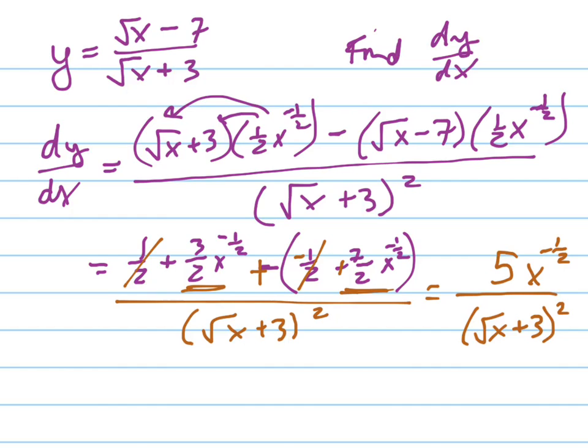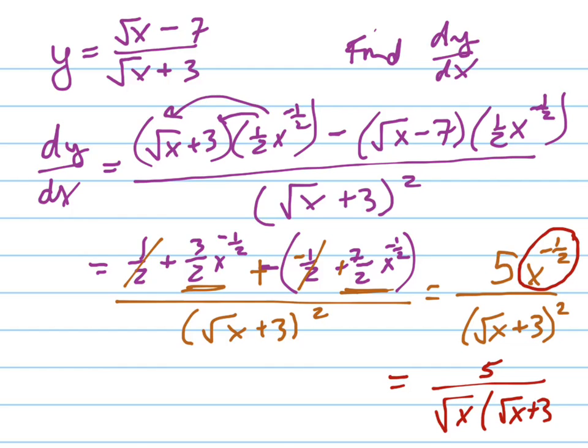Now this you should simplify. Remember, a negative power means it flips to the bottom. So the simplest way to write this is 5 over the square root of x times the square root of x plus 3 quantity squared. That's the simplest way to write it. That's your answer.